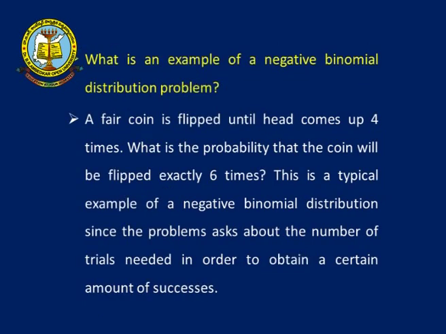What is an example of the negative binomial distribution? We can take this problem: a fair coin is flipped until 4 heads come up.